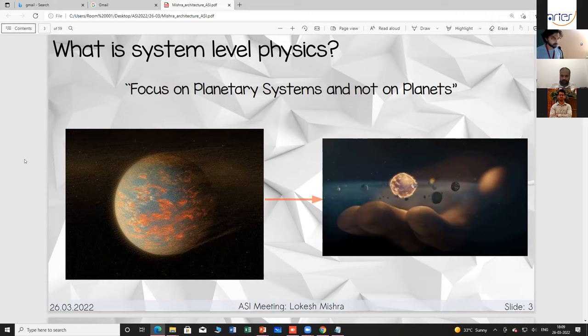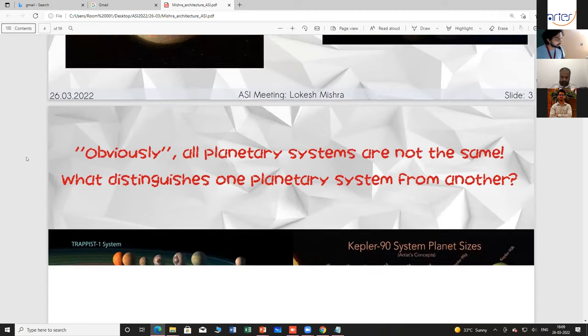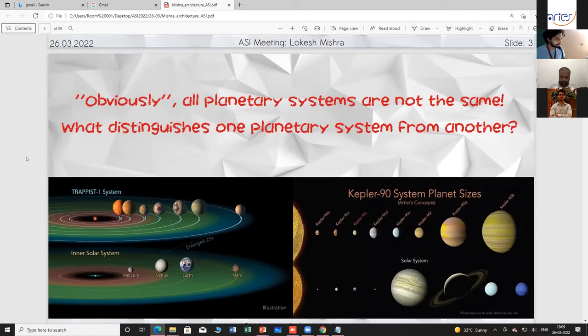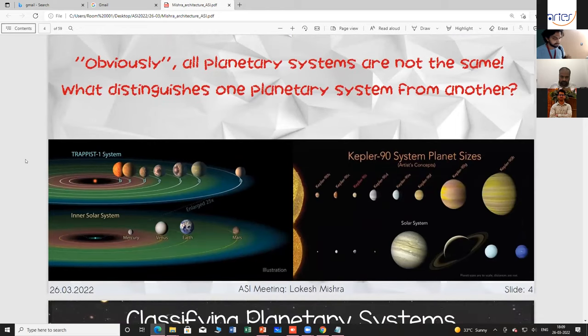Now, if you don't have much idea about planetary systems, here's some artistic graphic. What we are seeing here on the right-hand side is an artist's impression of the Kepler-9d system compared with the solar system. And on the left is the TRAPPIST-1 system compared with the solar system. Briefly, just a simple glance at these images tells us that no two planetary systems are the same. So the question is what differentiates them?